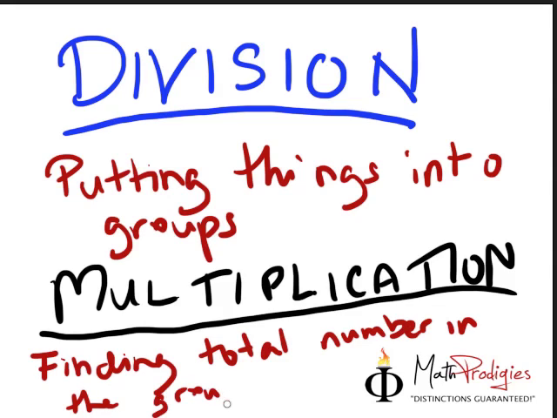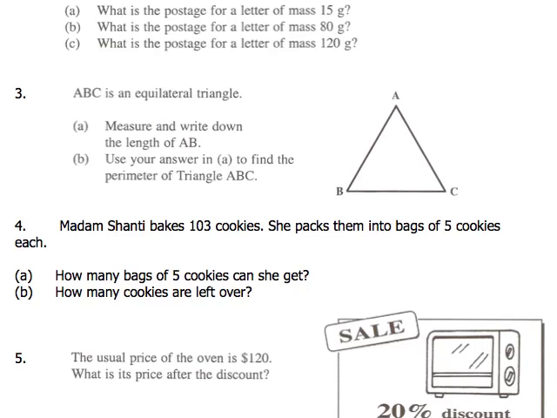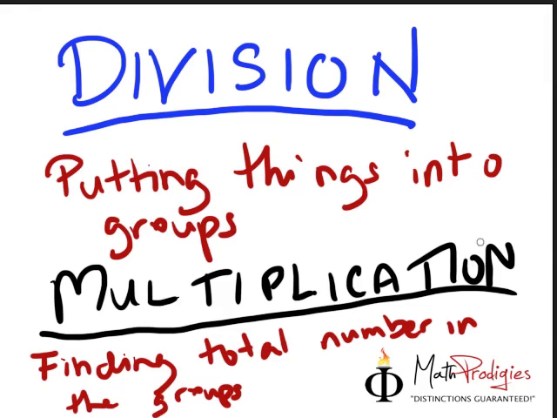Okay, let's go back to this question. It says that Madam Shanti bakes 103 cookies, right? She packs them into bags of 5. I'm just going to draw cookies. Let's say there's 100 of these, okay? Let's give you a small sample first, okay? And I said they put 5 into a group. Division is saying, okay, divided by 5 also means putting in groups of 5.